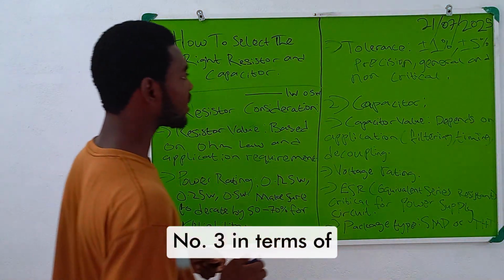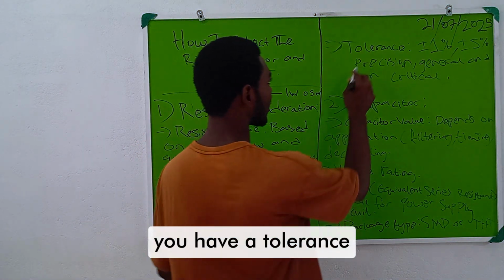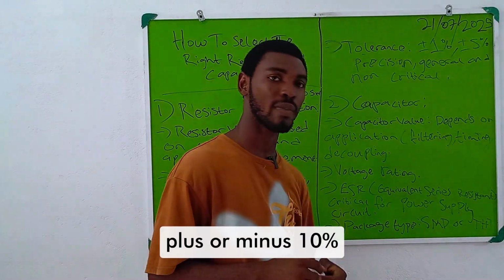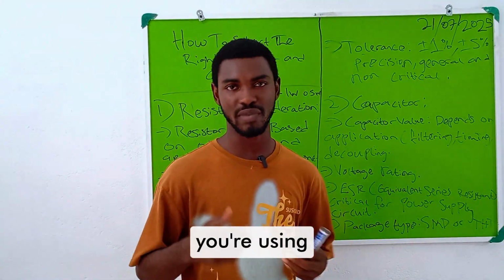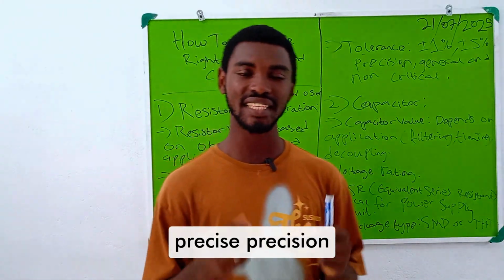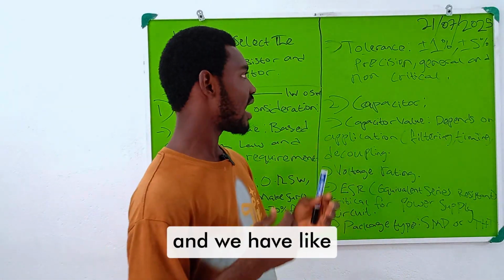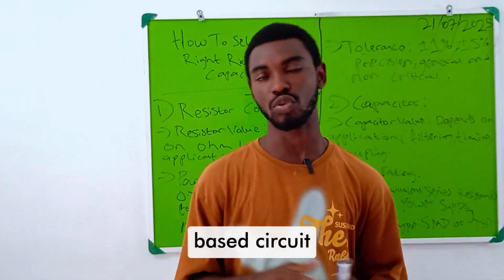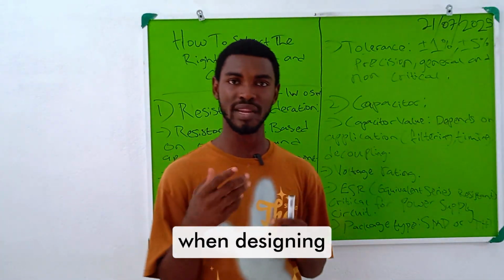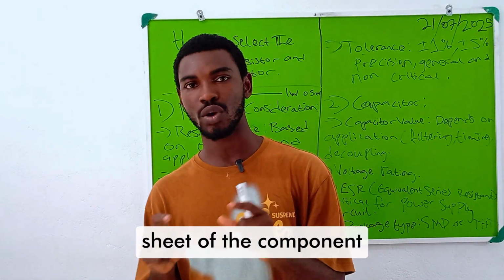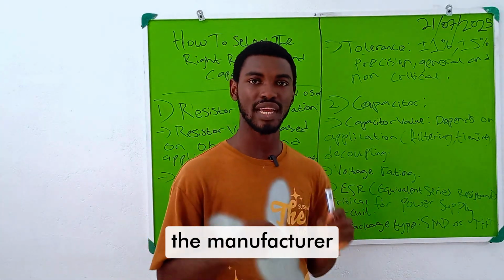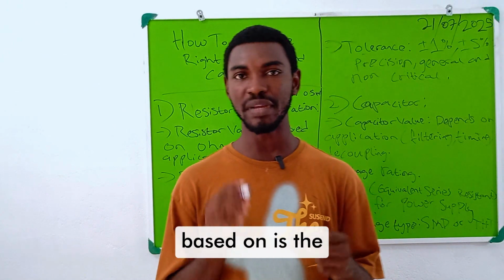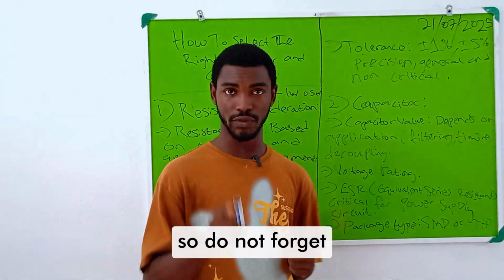Number 3, in terms of resistor selection, you have the tolerance level. You have plus or minus 1%, plus or minus 5%, plus or minus 10%. Plus or minus 1% is for very precise, precision circuits, while plus or minus 5% and plus or minus 10% can be used in normal general-purpose circuits, which will work appropriately. When designing an electronic device, the data sheet of the component or of the manufacturer might tell you to use a resistor value of plus or minus 1% because of an easy precision circuit. So do not forget that, it's very important.